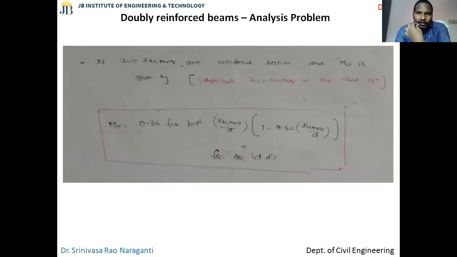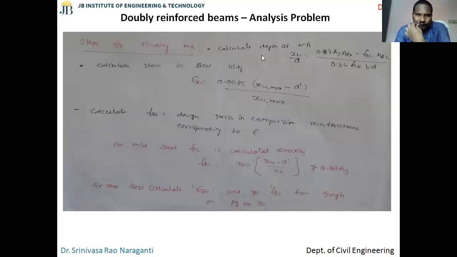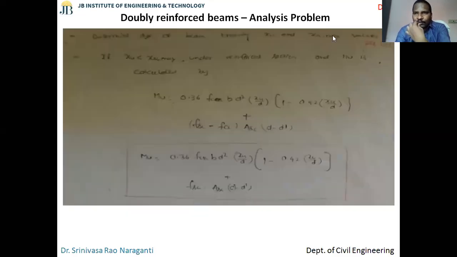Though again, repeating the steps, guys. First you find out XU by D. Then calculate the strain in steel. Once the strain is known, then you find out the stress in steel, again based on whether you are using mild steel or HYSD steel. Okay, once FSC is known, then you find out what is XU max by D.